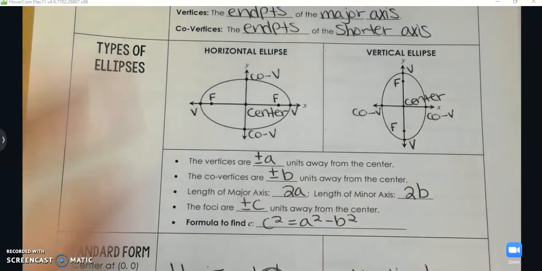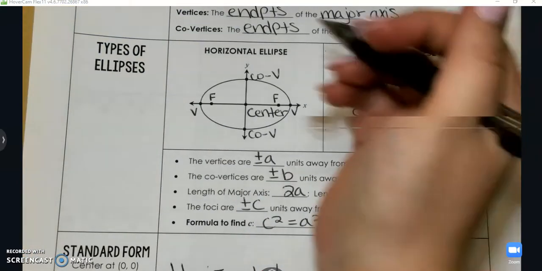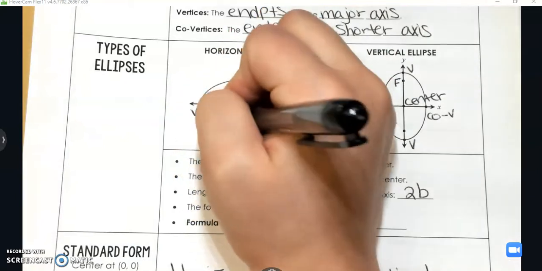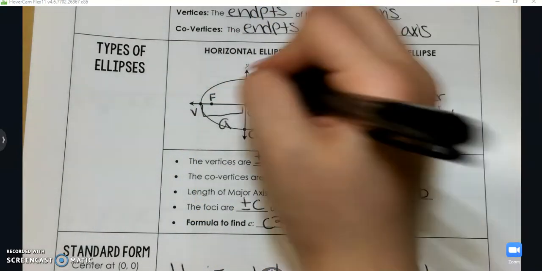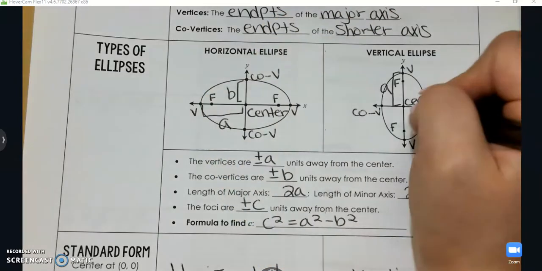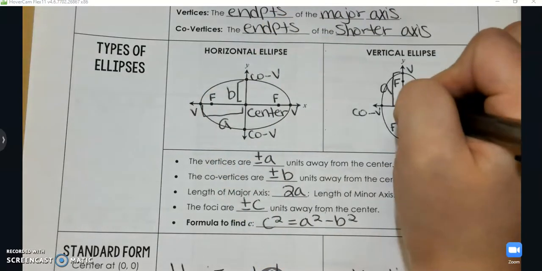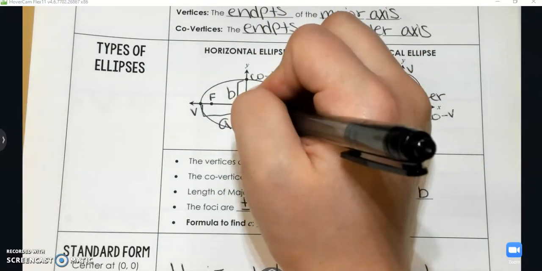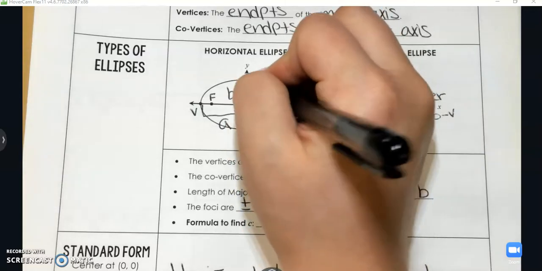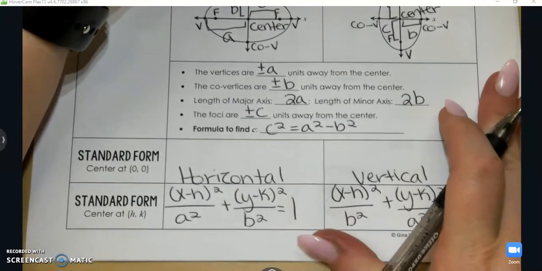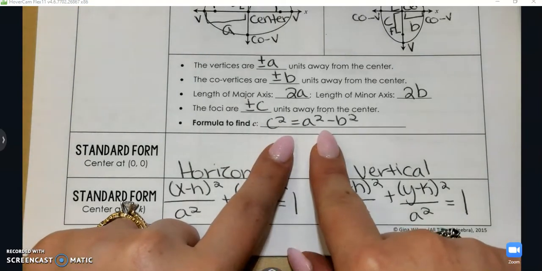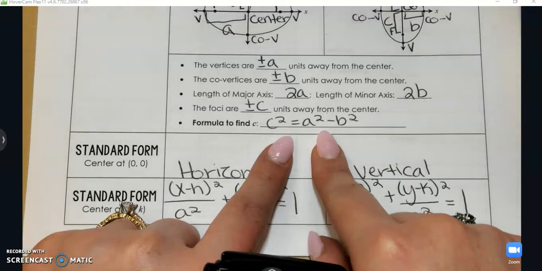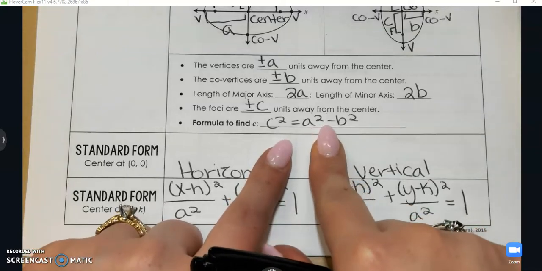Now, we use letters to represent these different distances. From the center to the vertex, that is A. From the center to the co-vertex, that is B. And from the center to the foci, that is C. So the vertices are A away from the center, co-vertices are B away from the center, and the foci are C away from the center. And those 3 values are related in this way, which is not Pythagorean theorem. It's not plus, it's C squared equals A squared minus B squared.